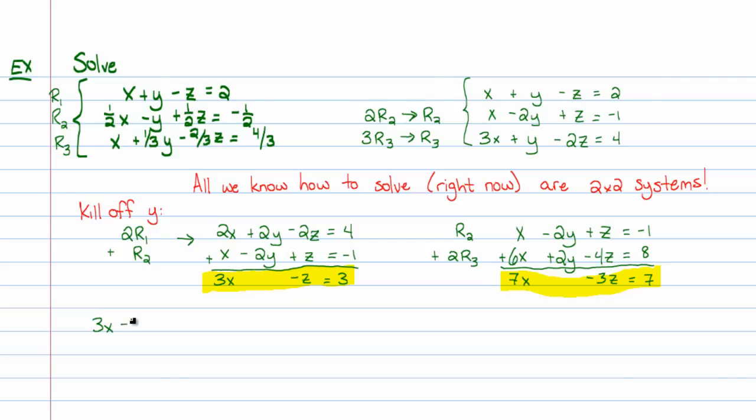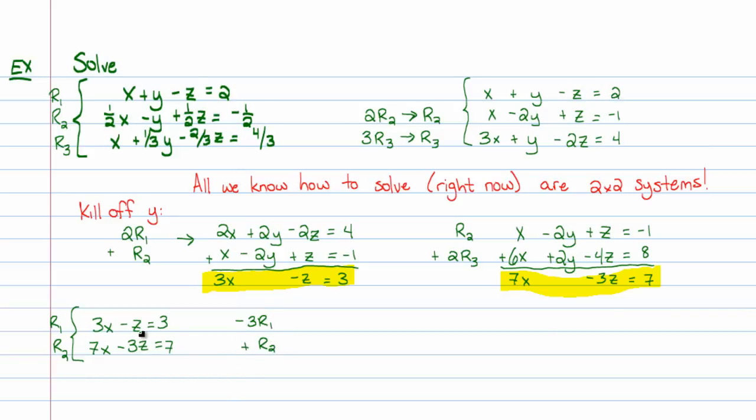3x minus z is equal to 3, and 7x minus 3z is equal to 7. And I'll group those up nicely. And now I can easily kill off a variable. In fact, I'm going to try to kill off z here. I'm going to call this row 1 and row 2. I know that I have row 1, 2, and 3 labeled up here, but now I'm just going to be working with this system, so I'm just going to call that row 1 and row 2. And what I'll do is I'll multiply row 1 by a negative 3, and I'm going to add that to row 2.